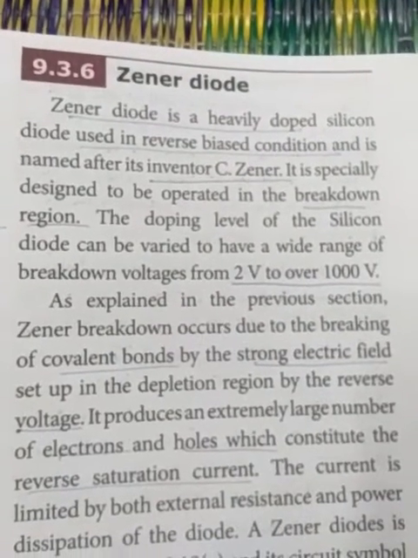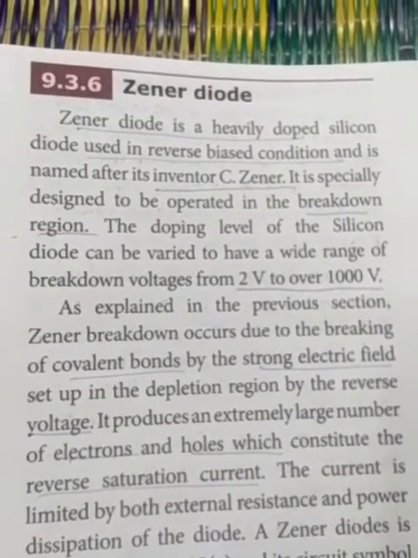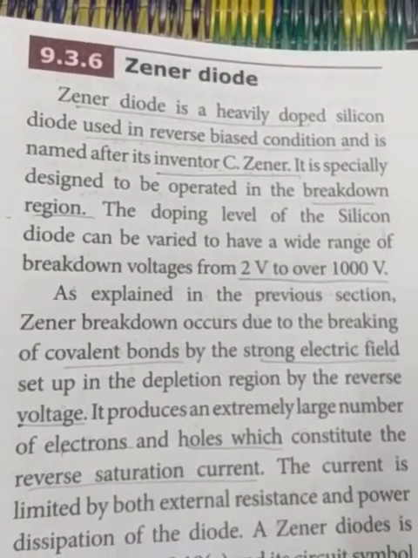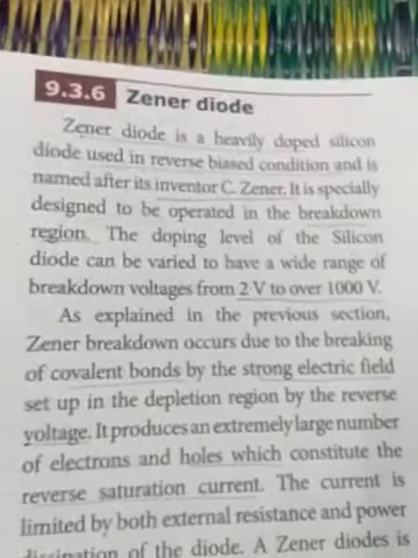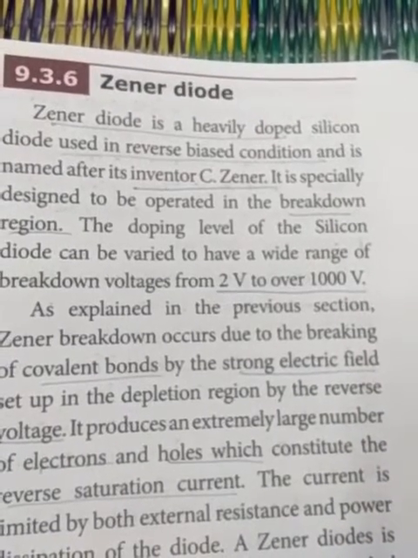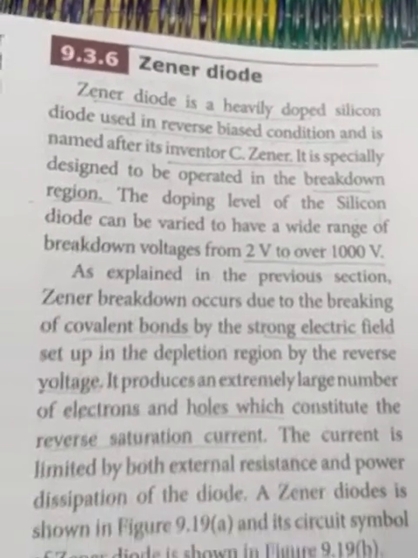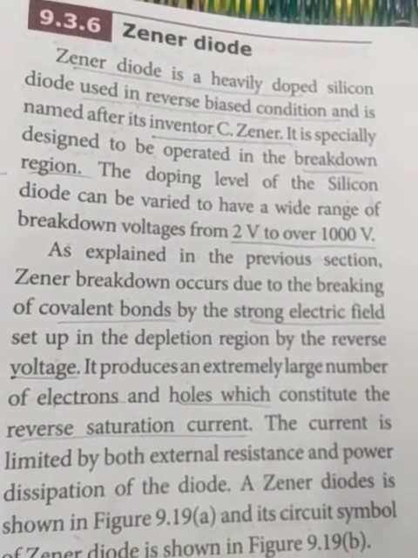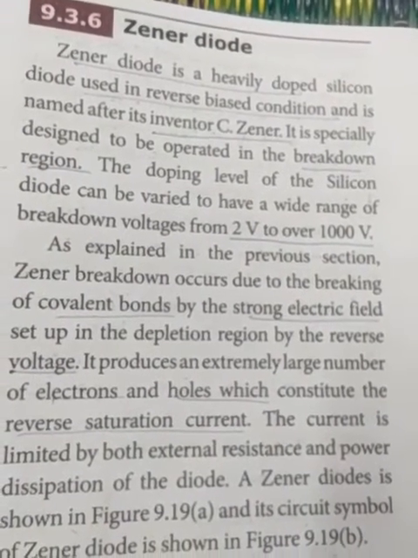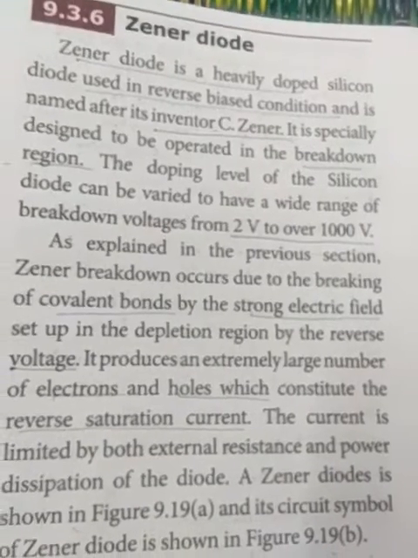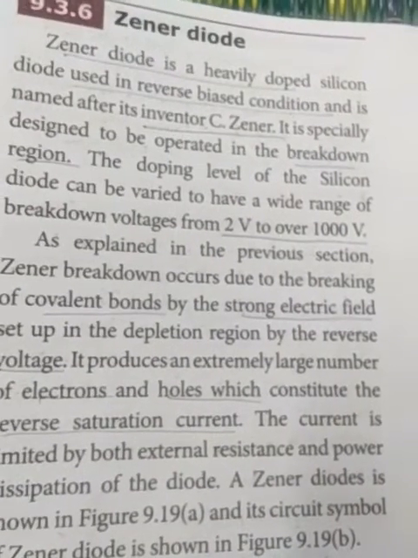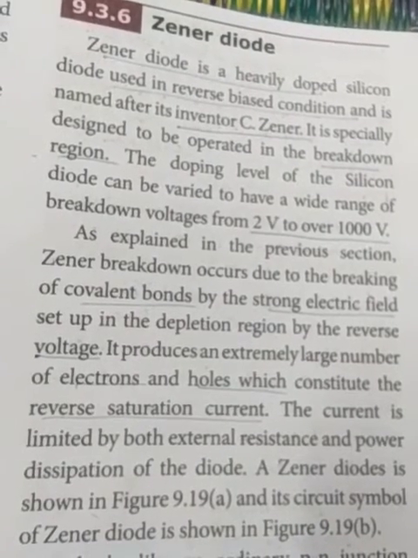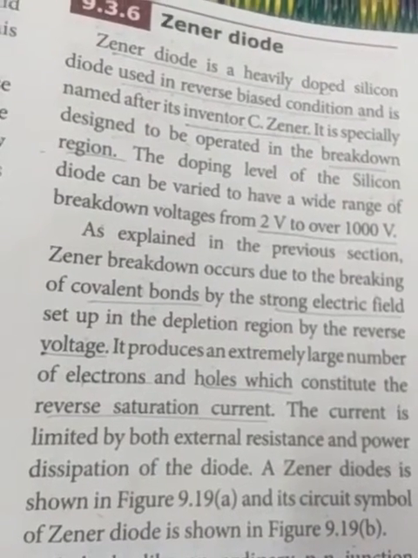The doping level of the silicon diode can be varied to obtain a wide range of breakdown voltages, from 2 volts to over 1000 volts. As explained in the previous section, Zener breakdown occurs due to the breaking of covalent bonds by the strong electric field. The strong electric field is used to break the covalent bonds.